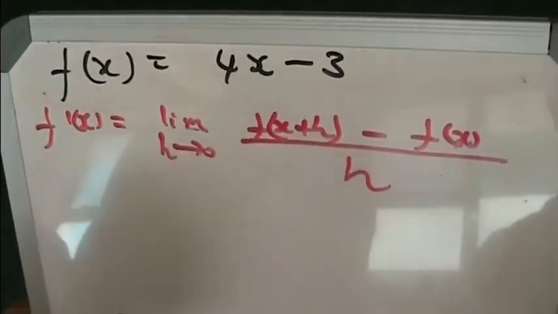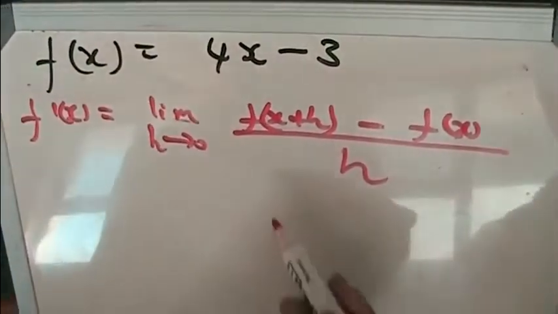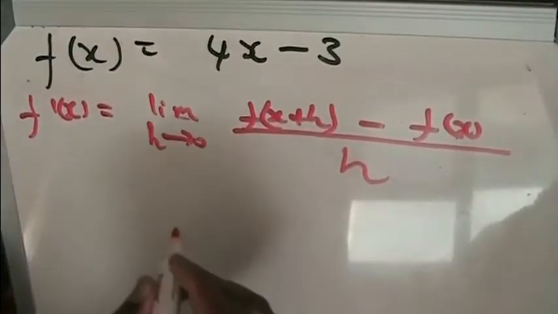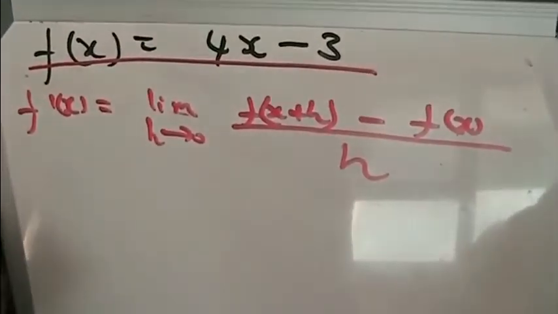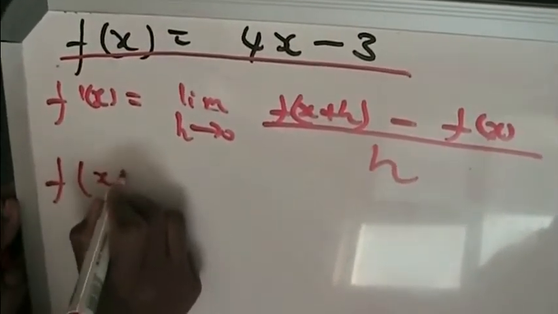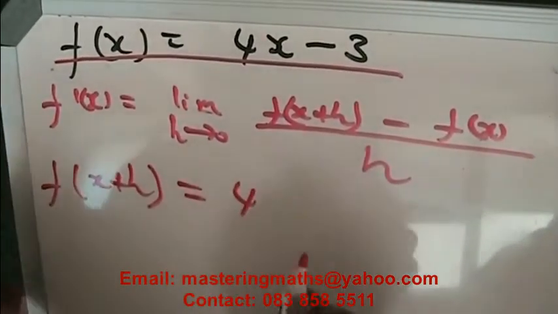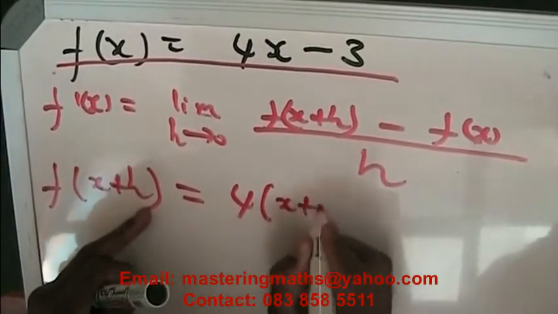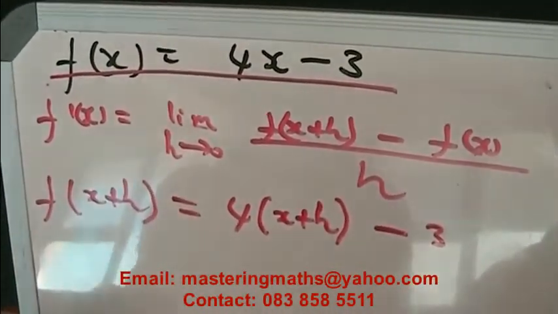This is the formula. And then what do we do? We already have f of x, so we have to find f of x plus h. Where there is x, you put x plus h. Therefore, f of x plus h is equal to 4 into x plus h minus 3.